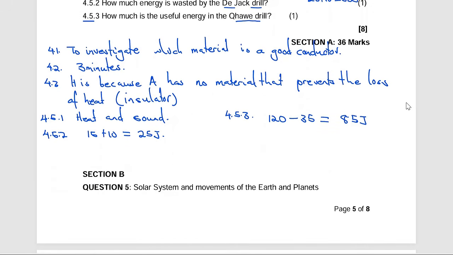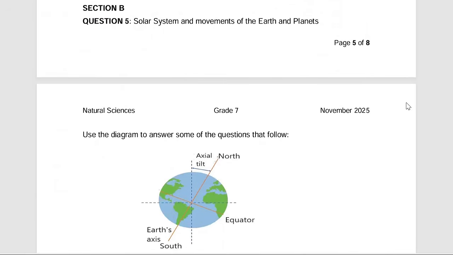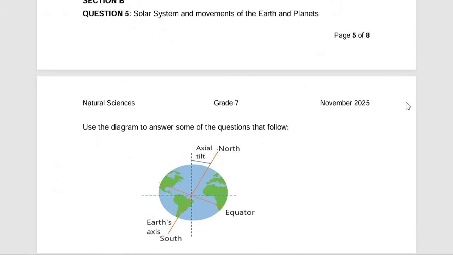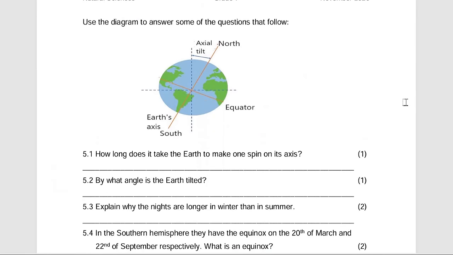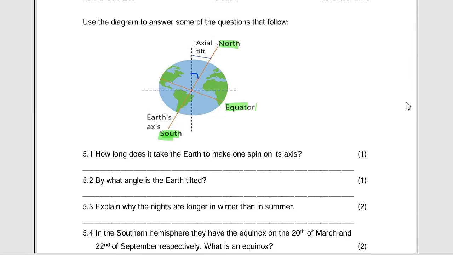So that's our section A, which has a total of 36 marks. Now we're moving on to section B. It says the solar system and movements of the earth and planets. It says use the diagram to answer some of the questions that follow. We've got this axial tilt, the South Pole and the North Pole, and also our equator. The tilt is usually at an angle of 23.5 degrees.